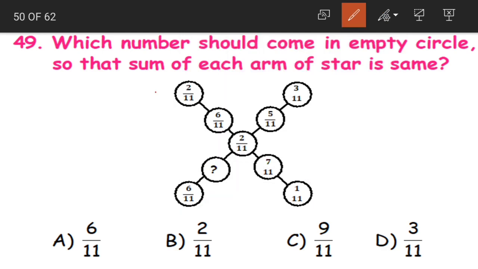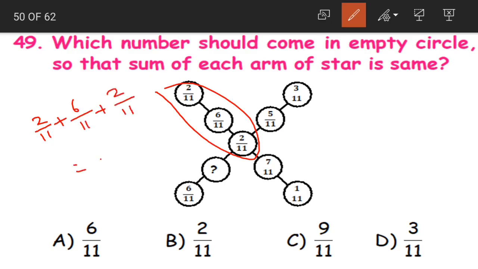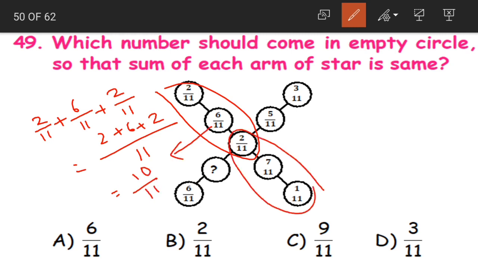Let us see. What do we have in the first arm here? 2 by 11 plus 6 by 11 plus 2 by 11. Now as these 3 are like fractions, we can add them directly. 2 plus 6 plus 2 is nothing but 10 by 11. The sum of this arm is 10 by 11. In the same way, let us check this one, children.